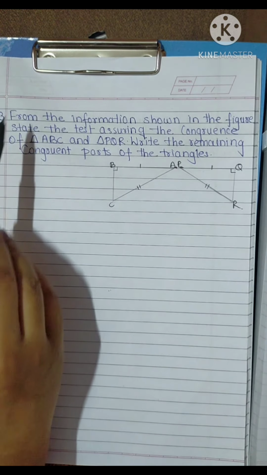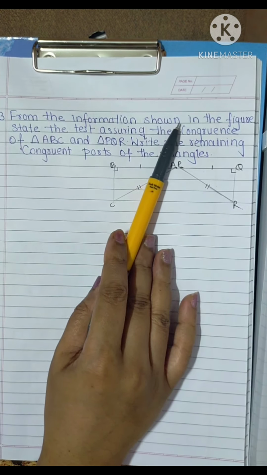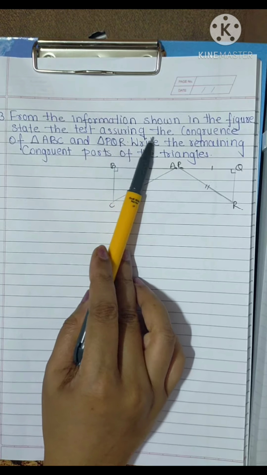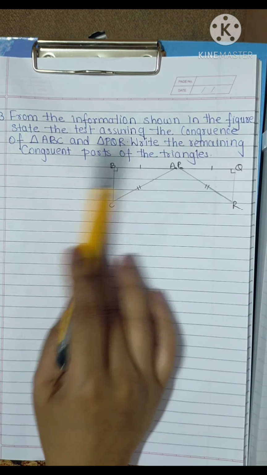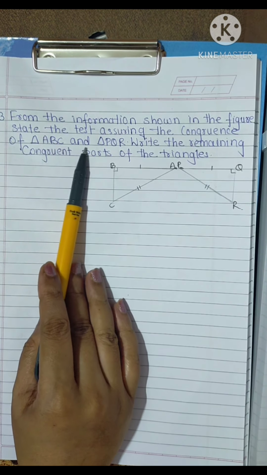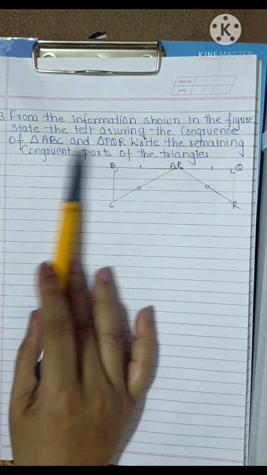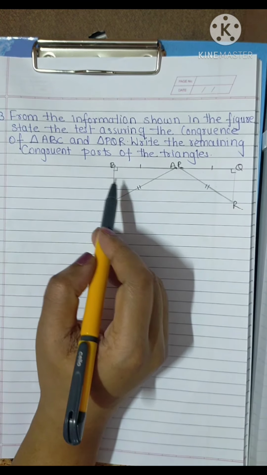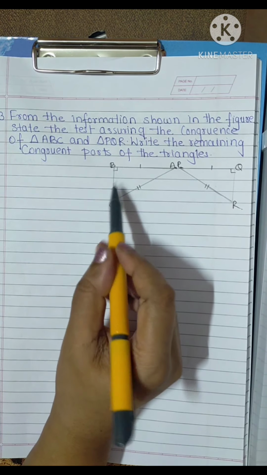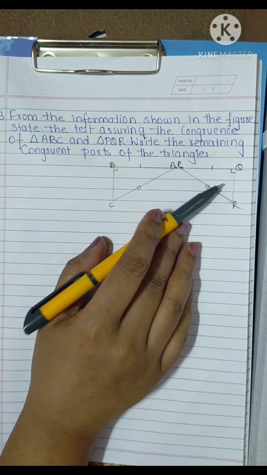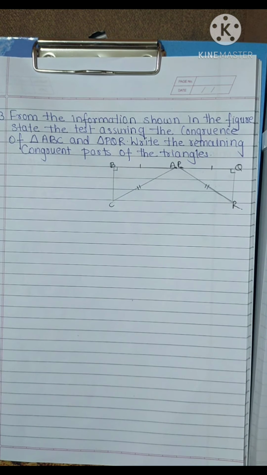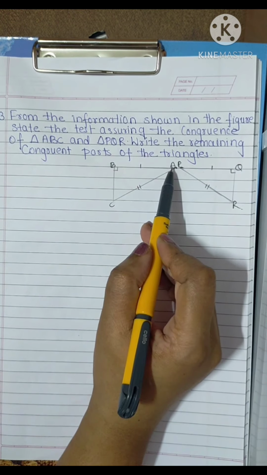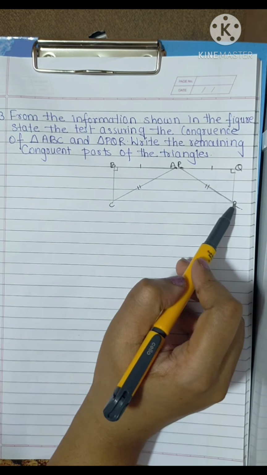Now question number 3 is given. From the information shown in the figure, state the test assuring the congruence of triangle ABC and triangle PQR. Write the remaining congruent parts of the triangles. So we have two triangles, okay, with a right angle, as you can see, ABC and PQR.